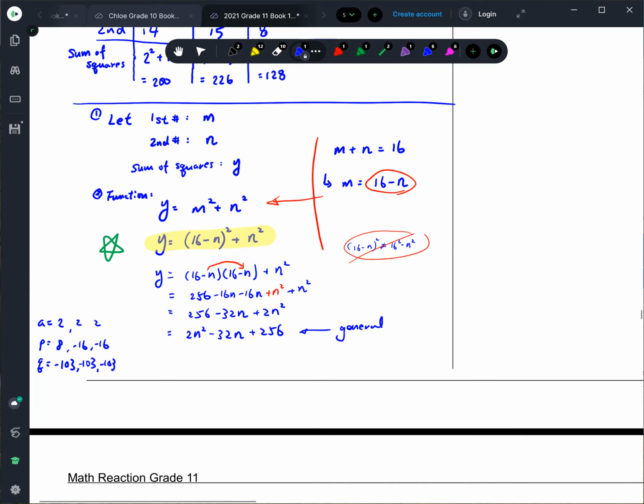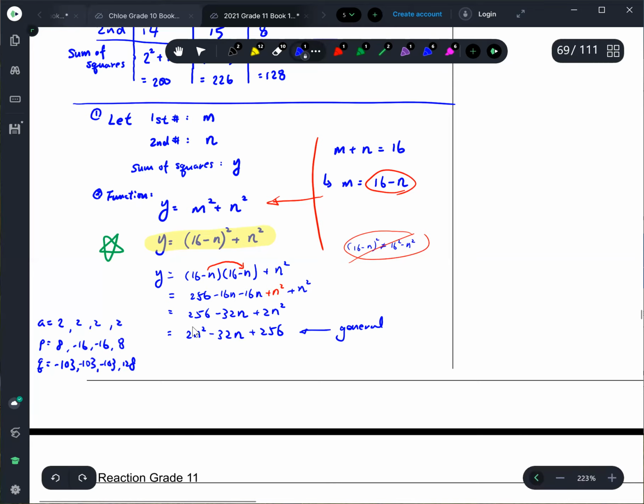Jason, yeah. Um, Aaron. I think for A, I got 2, and then P, I got 8, and Q, I got 128, because I divided the 2, like in the standard form. It was like 2 and then bracket n squared minus 16n. Yeah, you need to factor A, right? Yeah, I factored it. Yes, very good.